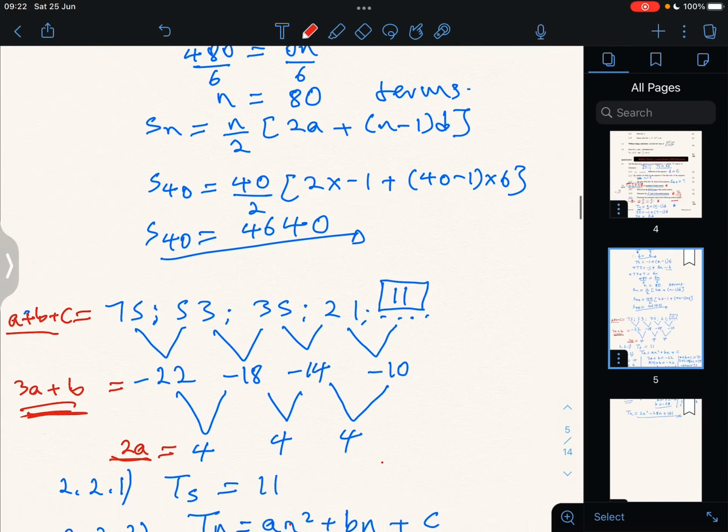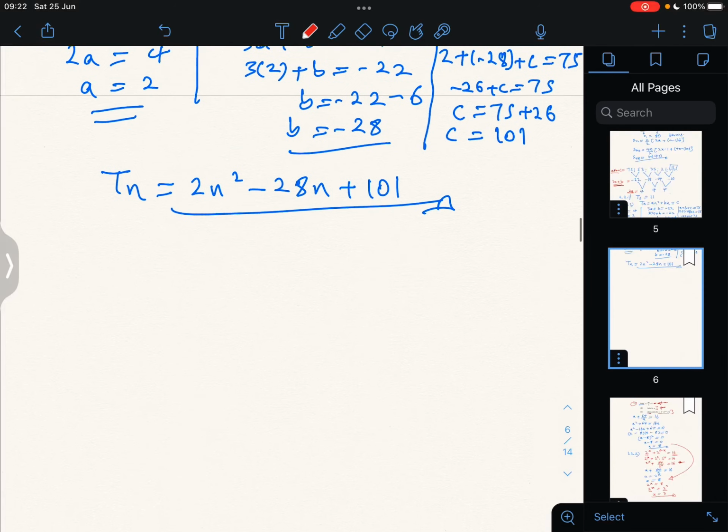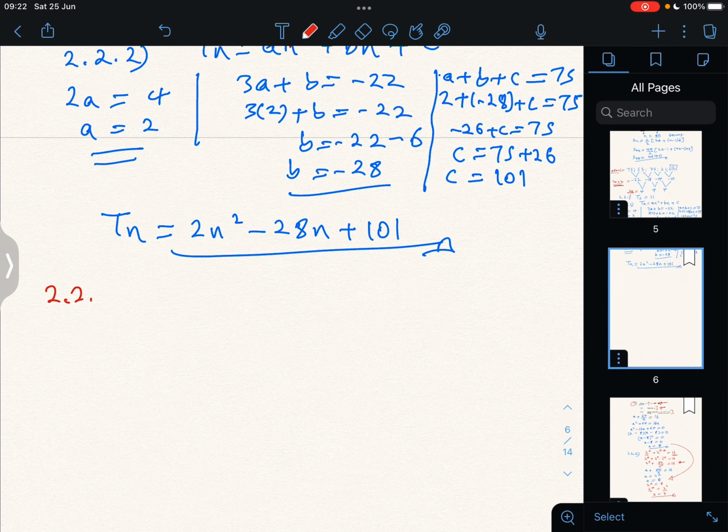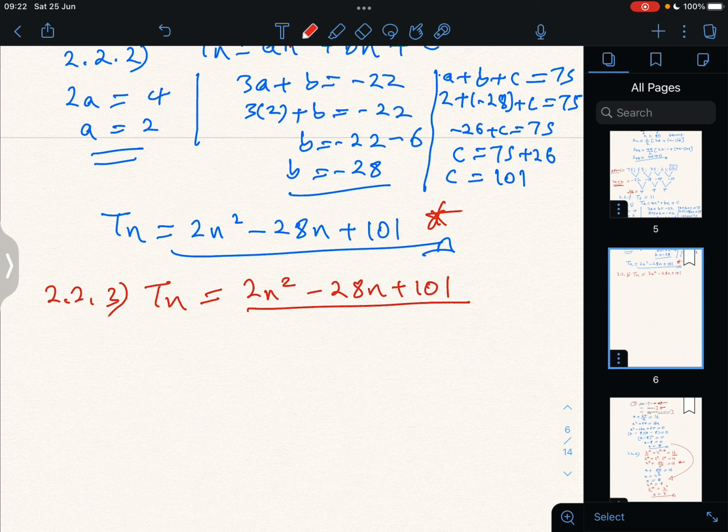Okay, so let us do that. That's question 2.2.3. So the new term of this general sequence that we're given there, we take the sequence from the previous question divided by negative 5. So we have 2n squared minus 28n plus 101, all divided by negative 5.